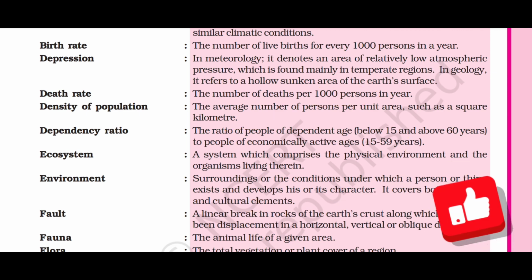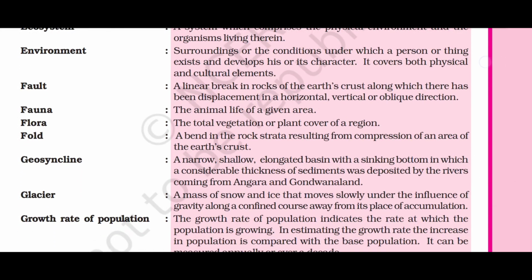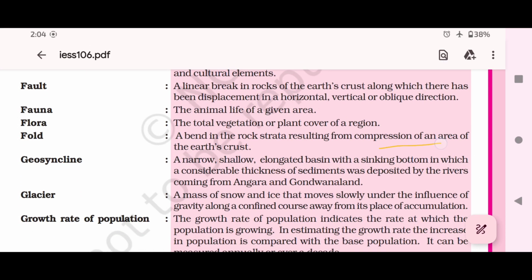Fault, a linear break in rocks of Earth's crust, along which there has been displacement in a horizontal, vertical, or oblique direction. Fauna, the animal life of a given area. Flora, the total vegetation or plant cover of a region. Fold, a bend in the rock strata resulting from compression of an area of the Earth's crust.